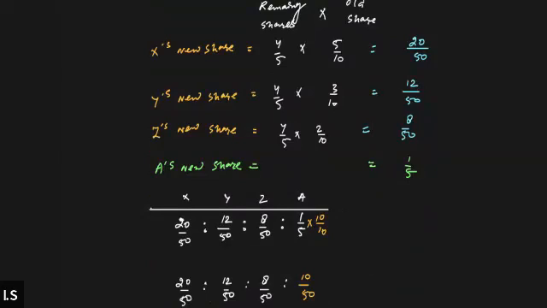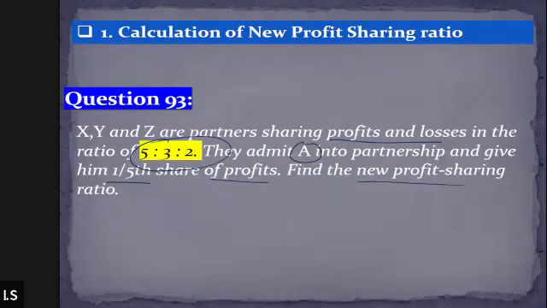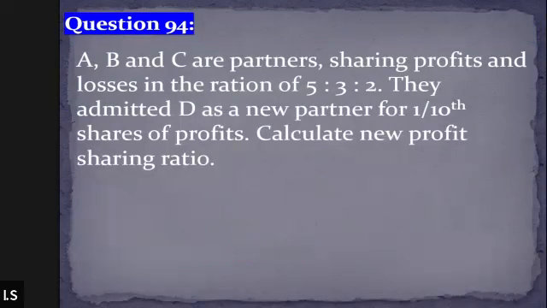All right. So I'm just giving you one question, question number 94, and I want you to tell me the answer for this question. I think this is a very similar question to the previous one. I think I can give you this as your homework as well. A, B, and C are partners sharing profit and loss in the ratio of 5:3:2. They admitted D as a new partner for 1/10 share of profit. Calculate the new profit sharing ratio.